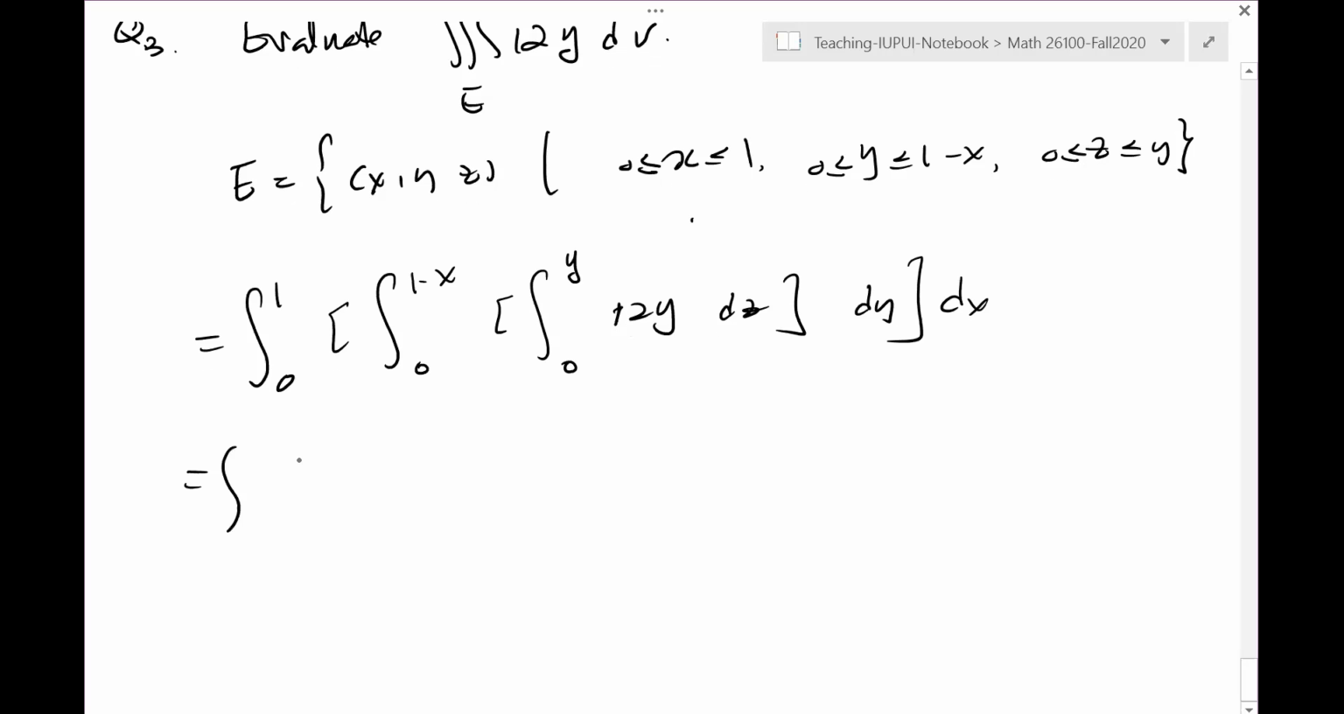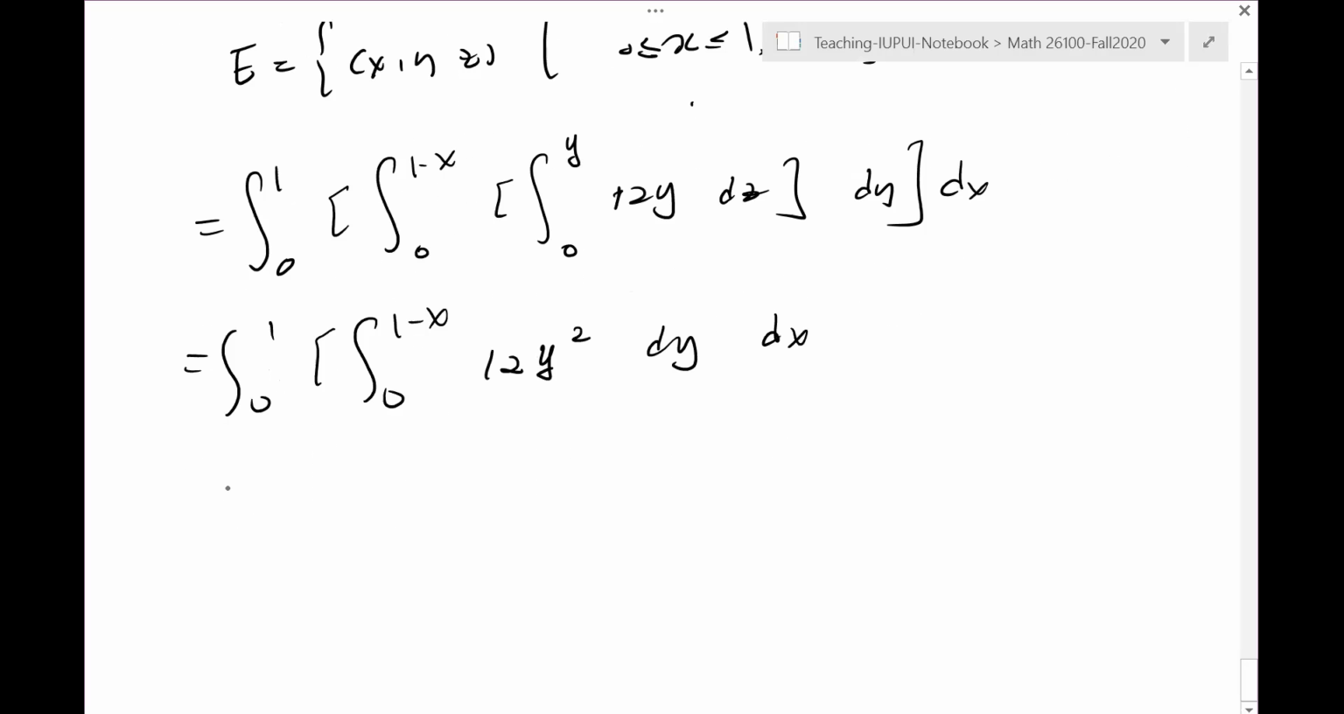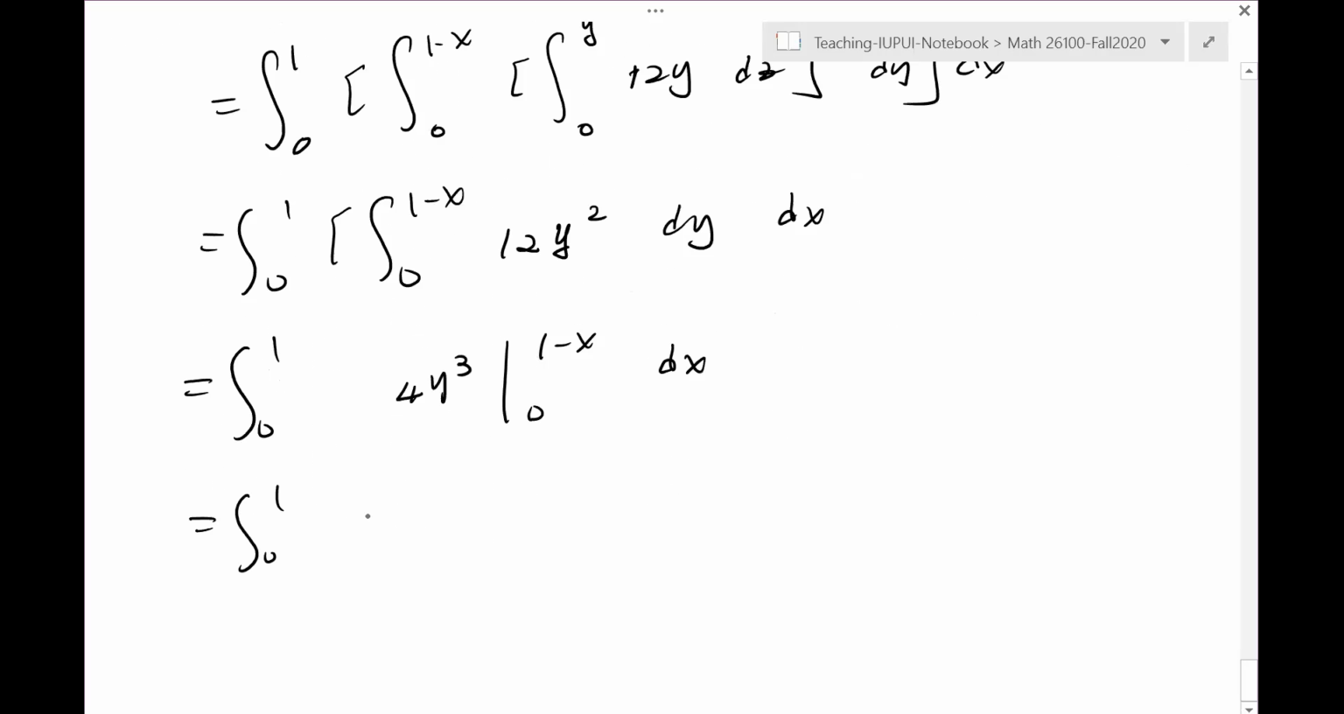Now step by step. 12y is independent of z, so integrating in z gives 12y times y, which is 12y squared, dy dx. The antiderivative of 12y squared is 4y cubed, right? When you differentiate, you get 12y squared. And then finally, you will get 4 times (1 minus x) cubed dx.